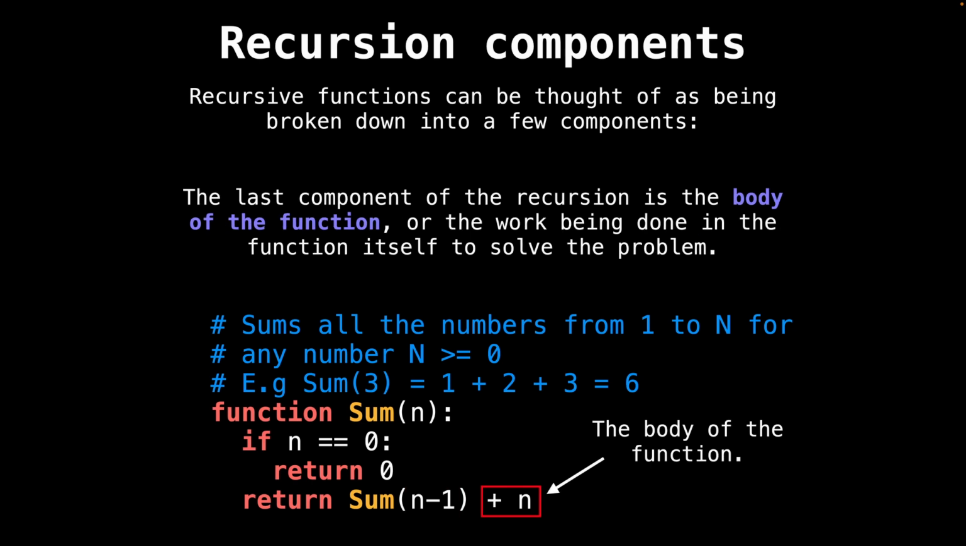The last component of the recursion is the body of the function, or the work being done in the function. In this case, the body of the function is adding on the current value of n to the sum. While the work of this function is only an addition, in general, it can be much more involved.